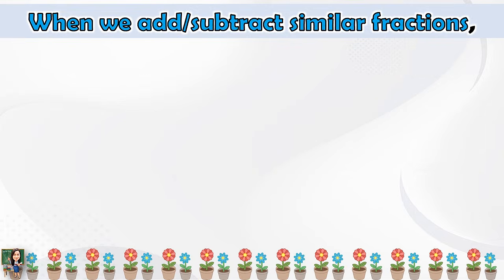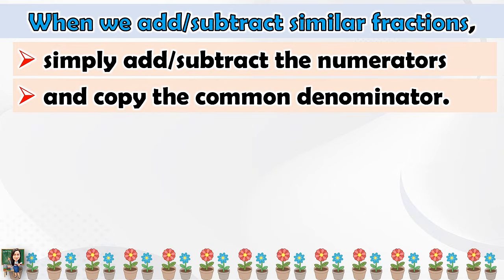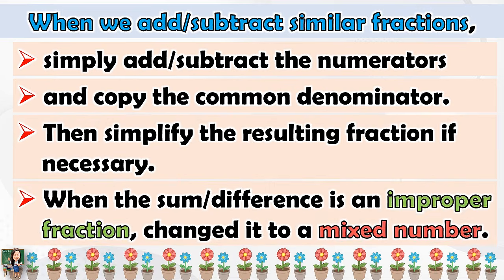When we add or subtract similar fractions, simply add or subtract the numerators and copy the common denominator. Then simplify the resulting fraction if necessary. When the sum or difference is an improper fraction, change it to a mixed number.